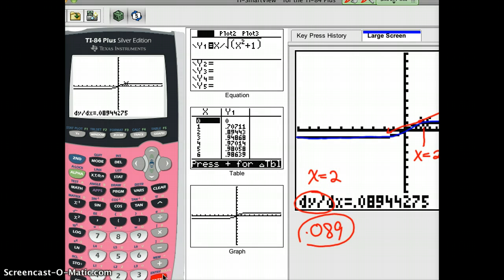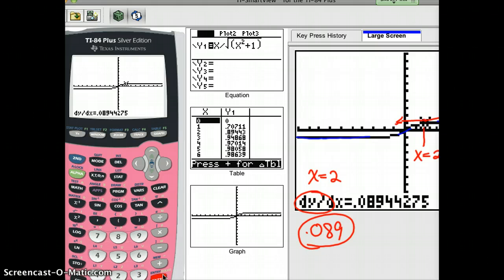We're at about 0.089. So what that's saying is, at 2, the slope of the tangent line is about 0.089. That's a graphical approach, and it was very quick.